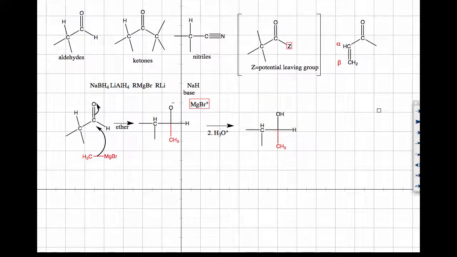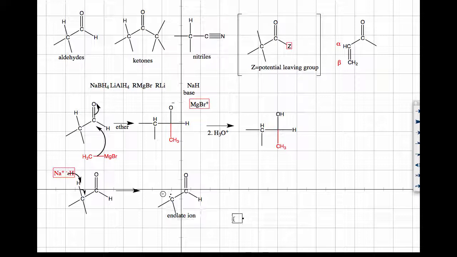Likewise, we can add hydrides and make alcohols, or alkyls from organolithium compounds and make alcohols. But if we use sodium hydride, we end up removing an alpha hydrogen instead to make an enolate ion. The enolate ion can, of course, with sodium hydride react in an SN2 reaction, same as we saw in previous chapters.